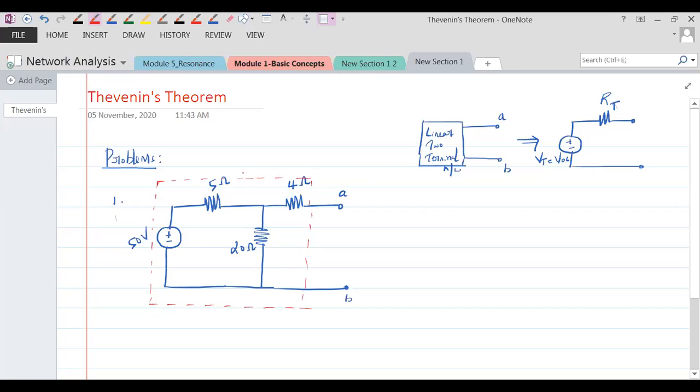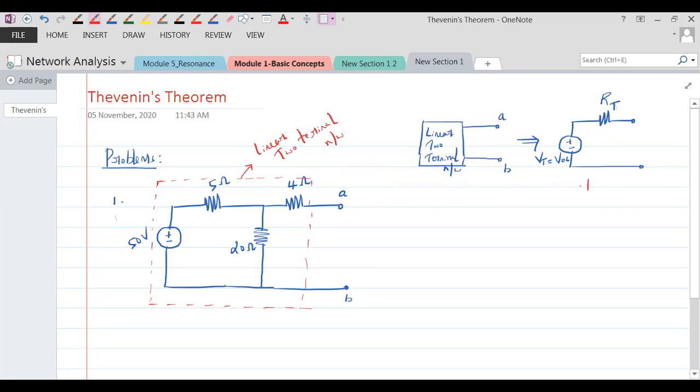See, this is your linear two terminal network. This linear two terminal network now needs to be converted into a Thevenin's network. What is this? This is Thevenin's network.